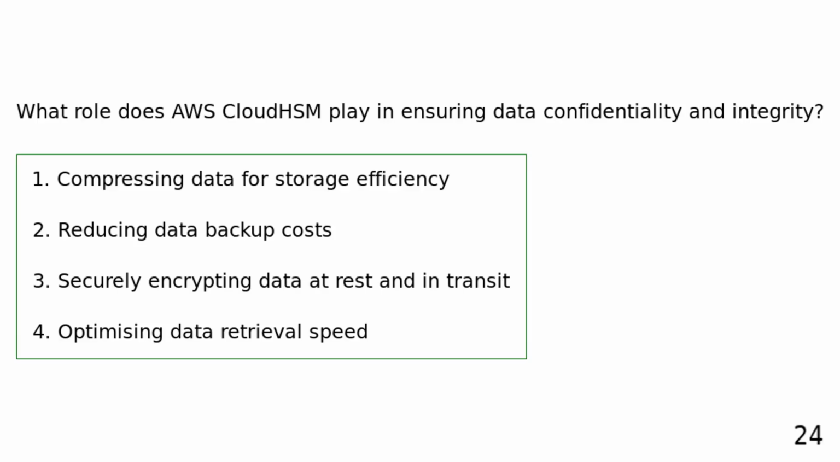What role does AWS CloudHSM play in ensuring data confidentiality and integrity? Compressing data for storage efficiency. Reducing data backup costs. Securely encrypting data at rest and in transit. Optimizing data retrieval speed.